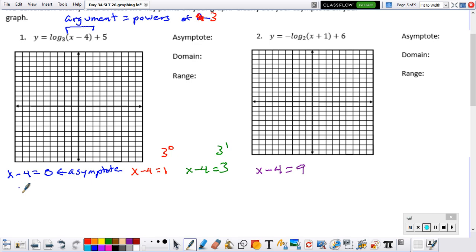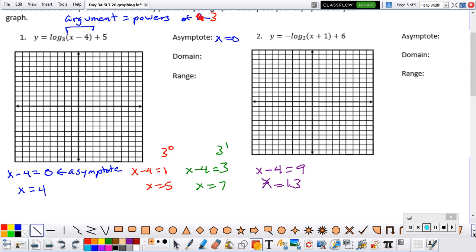We get x equals 4. We get x equals 5. We get x equals 7. And we get x equals 13, which is too big for our graph, so oh well. So these are the x values I'm going to put in my table, except for the first one. I know the asymptote is x equals 4 because I can't have an argument of 0. So I'm going to go ahead and put in my dotted asymptote at x equals 4.